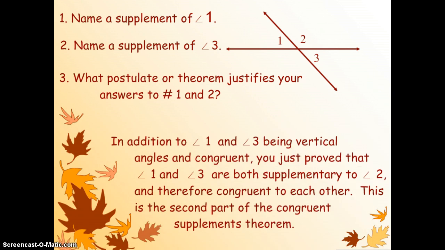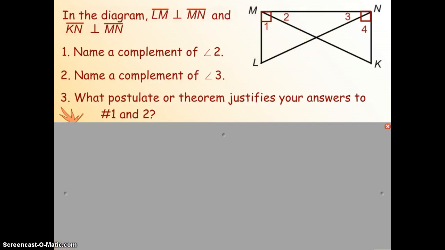In addition to 1 and 3 being vertical angles and congruent, you just proved that angle 1 and 3 are both supplementary to angle 2, and therefore they're congruent to each other. This is the second part of the congruent supplements theorem. It says if two angles are supplements to the same angle, they are congruent to each other. If 1 is supplementary to 2 and 3 is supplementary to 2, they are supplementary to the same angle, therefore they're congruent to each other.